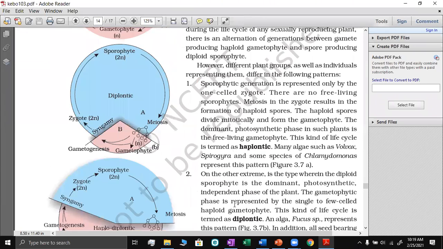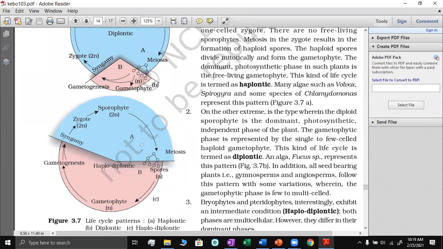And next is almost 50-50. That is in case of bryophyte and pteridophyte, in both the cases, the sporophytic generation and the gametophytic generation are almost having prominence. Here also, of course, in bryophyte, the plant body is gametophyte. This gametophyte produces the gamete.